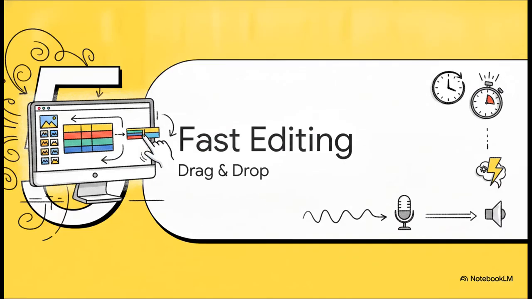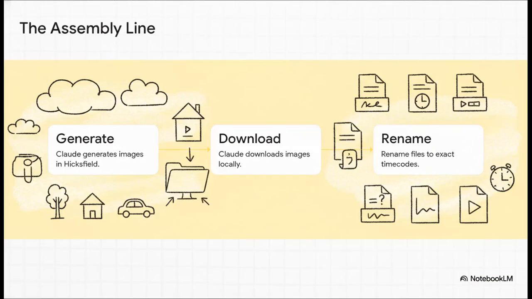Section 5. Editing in record time. Traditionally, matching 100 different images perfectly to audio would mean hours of agonizing timeline editing. But here's the genius assembly line at work that turns that nightmare into a quick 10-minute task. Step 1. Claude generates the images in Huxfield. Step 2. You ask Claude to download all those images locally right to a folder on your computer. But Step 3 is the real magic trick.